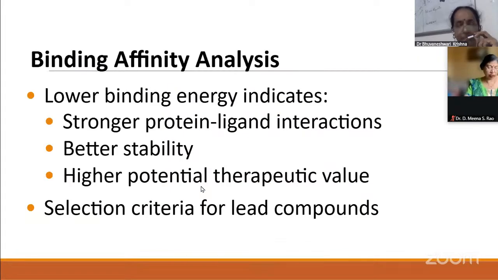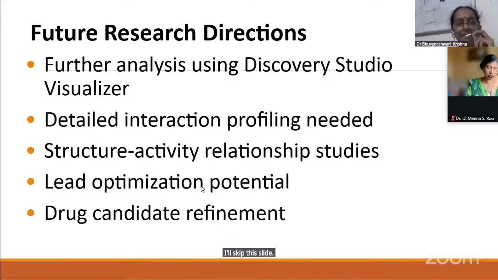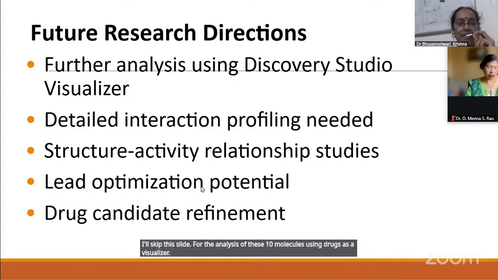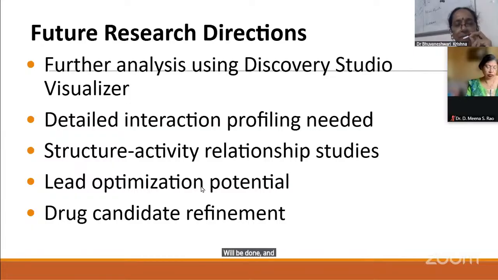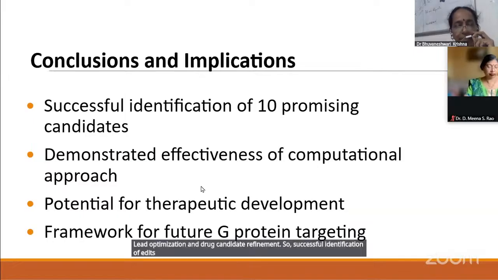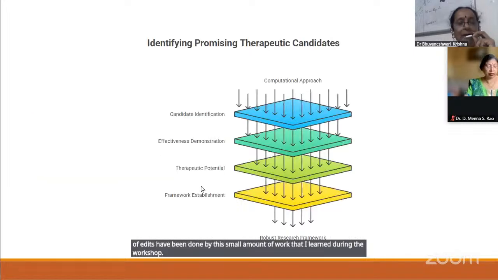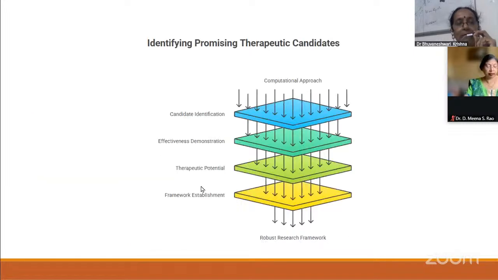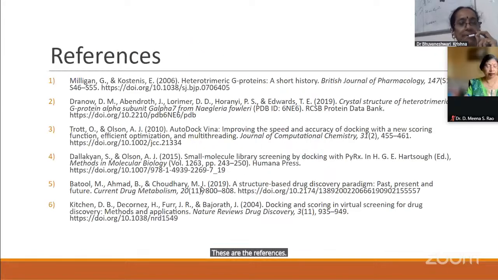I'll skip this slide. Further analysis of these 10 molecules using a drug discovery visualizer will be done, and detailed interaction profiling is needed for understanding lead optimization and drug candidate refinement. So successful identification of 10 candidates has been done by this small amount of work that I learned during the workshop. These are the references. Thank you so much.